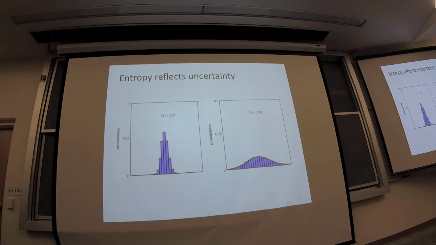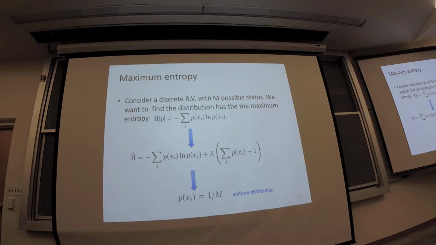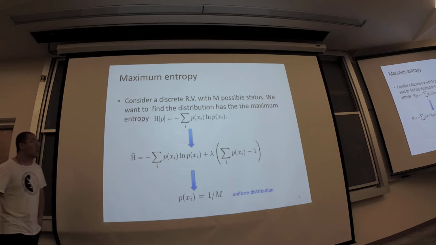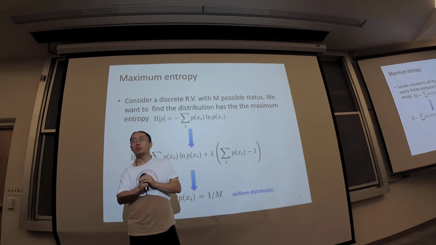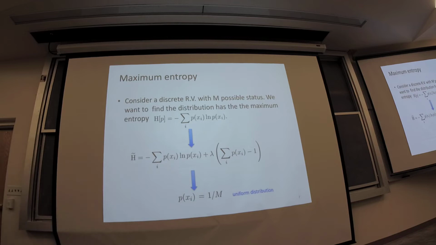So, does it make sense? Now let us consider a random variable with m possible values. We represent this random variable as an m by 1 one-hot encoding vector, so it could be 1, 0, and the others 0, or 0, 1, whatever.